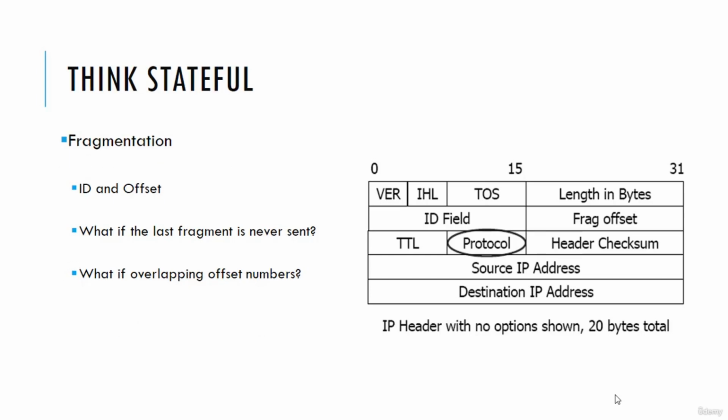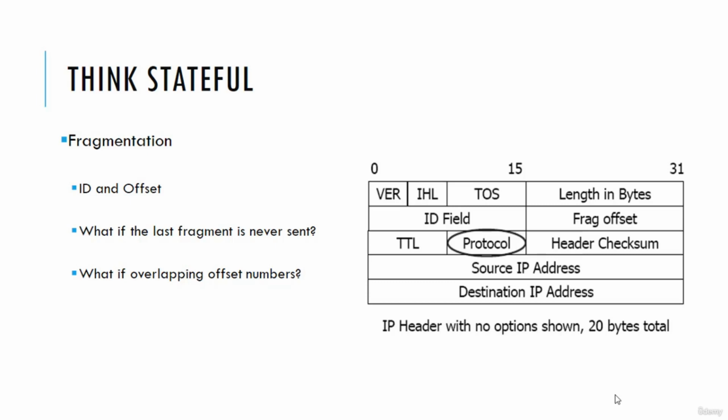Now think stateful. Think about fragmentation. Why do we need fragmentation? Because sometimes the MTU, the maximum transmission unit, of the sending network is greater than the MTU of the receiving network. So we need to fragment the packet, to divide it into fragments, so that it is suited to the MTU of the receiving network. To do this fragmentation, you have two fields, the ID and the offset. Different fragments should have the same ID field. Different fragments should have a sequence of offset fields that tells the sequence of these fragments.